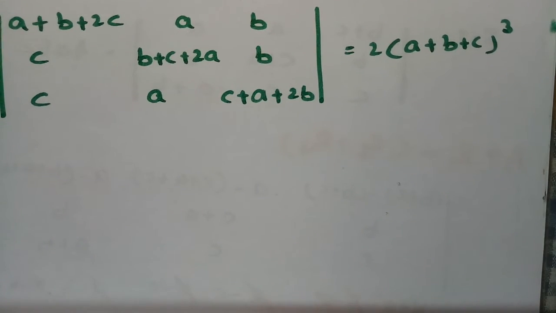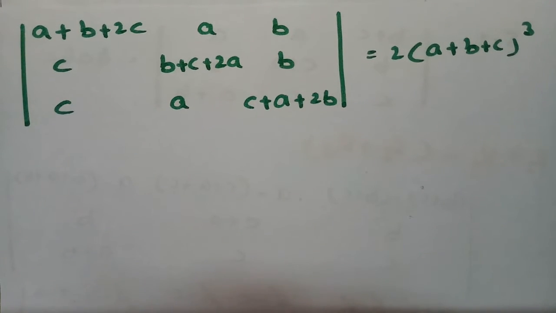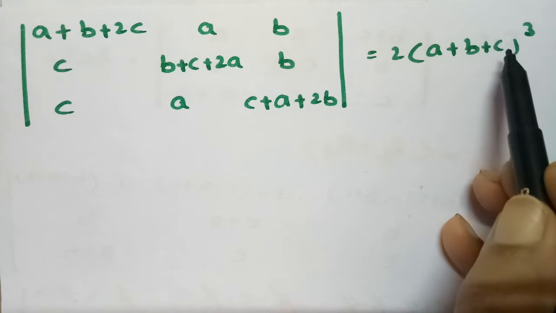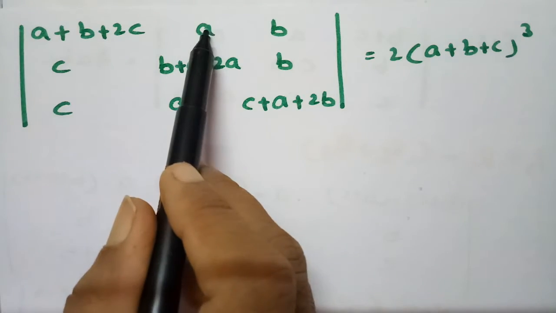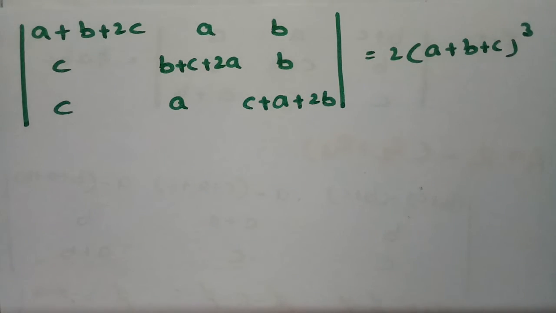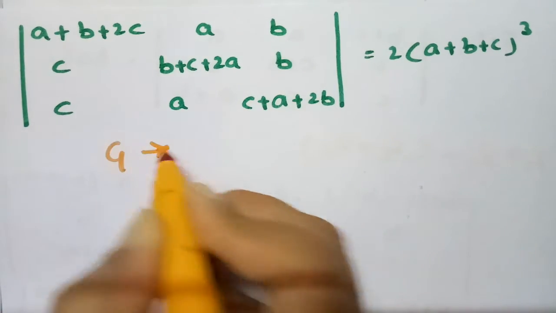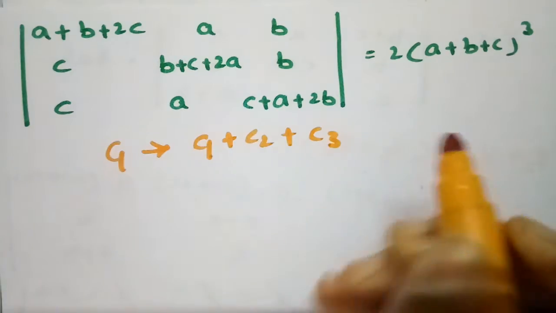See here, this is what we have to prove, and if you observe properly, in the question we have a plus b plus c. So if I add up column 1 and column 2 here, I am applying the operation: column 1 becomes column 1 plus column 2 plus column 3.